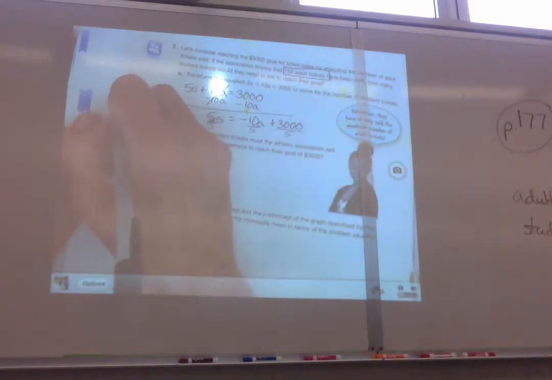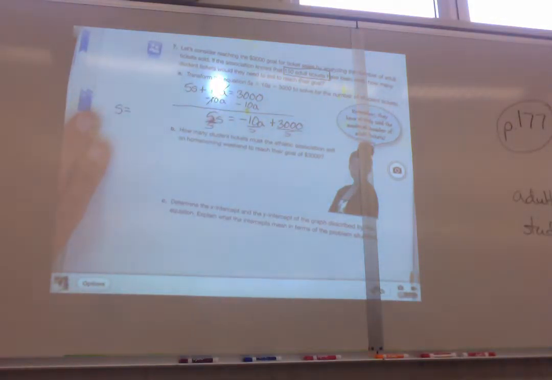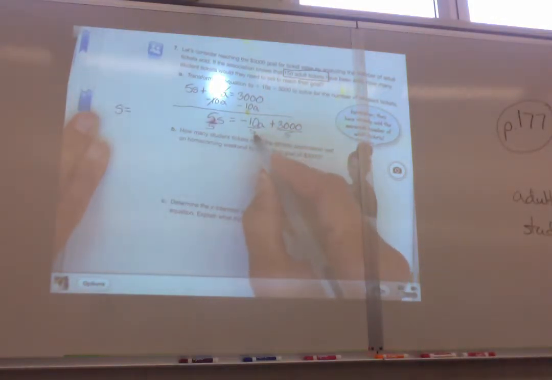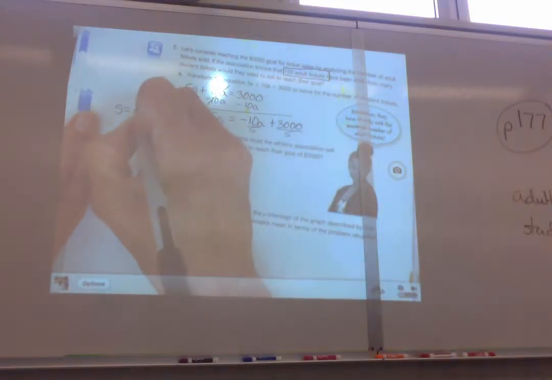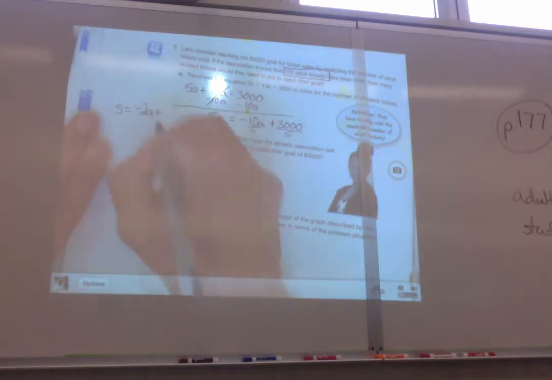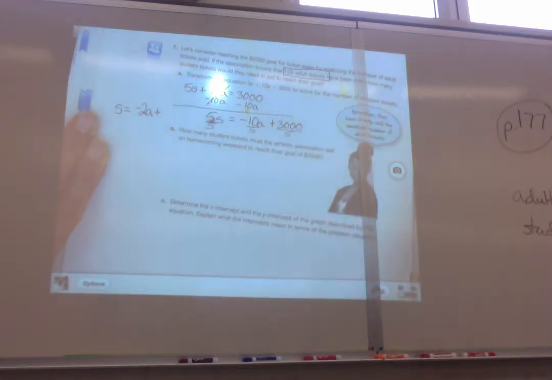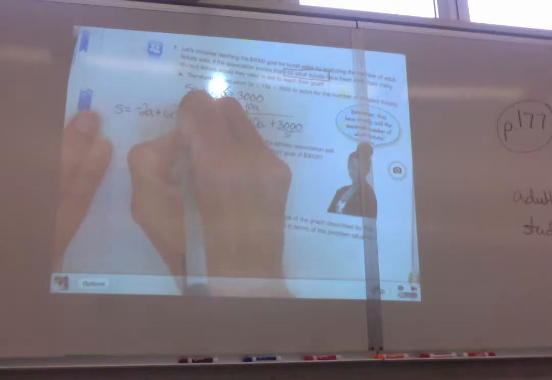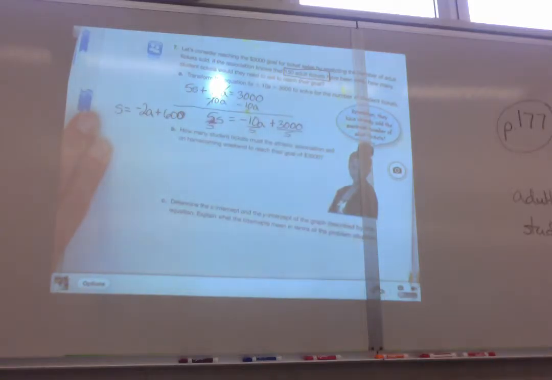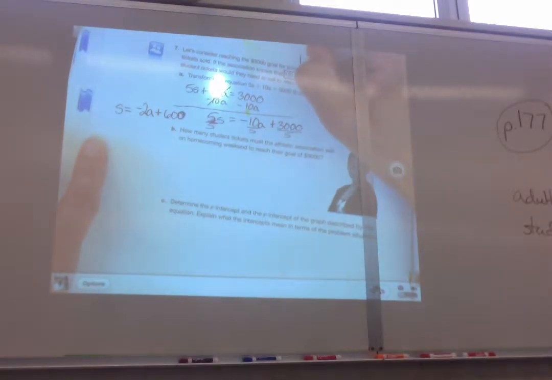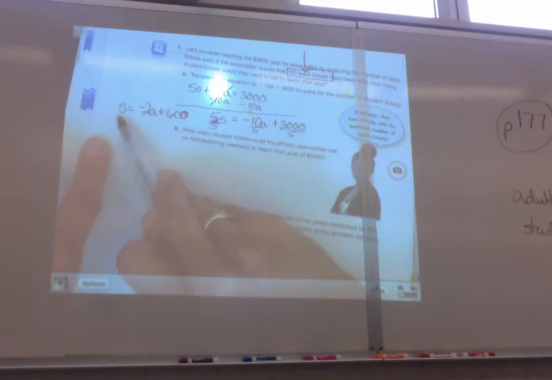This is going to get us S equals 10 divided by 5, but it was a negative, so negative 2A plus 3,000 divided by 5, 600. Oops, stop there, two zeros. All right, so we've transformed the equation because I already know about adults. This time they're going to ask me a couple questions about students.